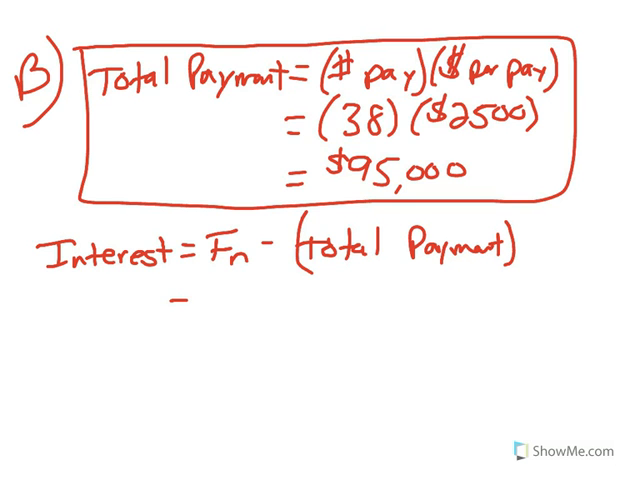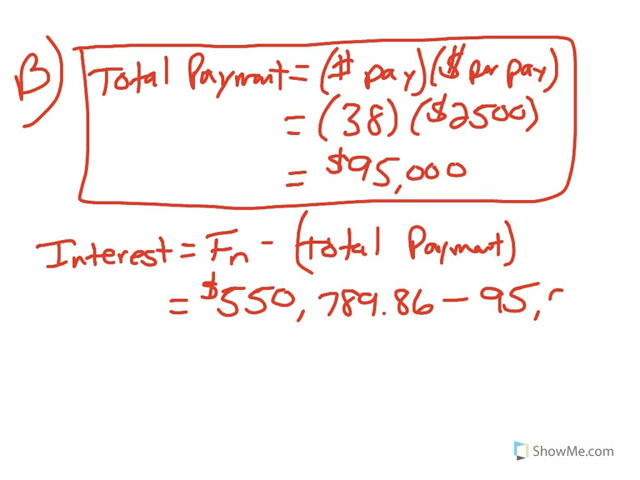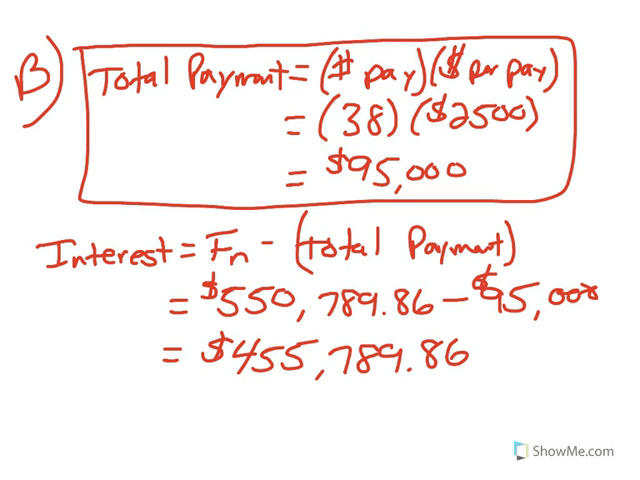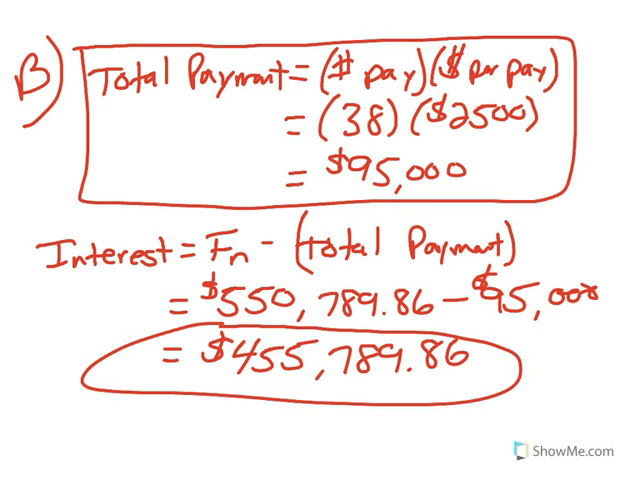The future value we just figured out in Part A. This money in the future is worth $550,789.86. The total payment is $95,000. Subtracting those, the interest that Jim Bob earned is $455,789.86. Interest can be your best friend or your worst enemy.